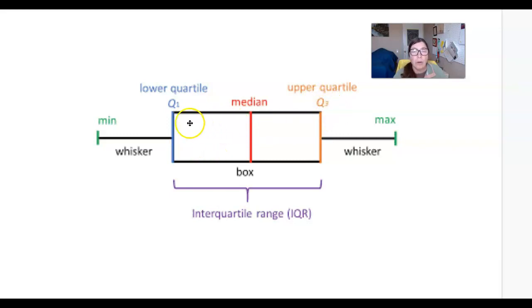This is called the lower quartile, and this is called the upper quartile. So between here and here, between Q1 and Q3, if there's 100 values, are 50 data points, the 50 middle data points. And then out here, the whiskers, this is the highest data point, and this is the lowest data point. And this obviously is called the interquartile range. Now, a box and whisker plot sometimes looks a little bit different, and I'm going to show you that next.